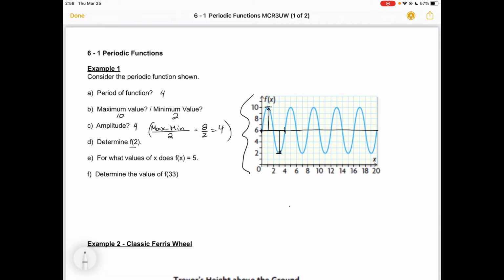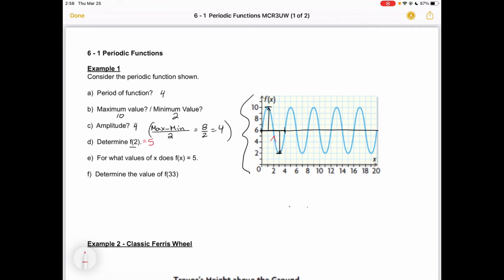Next, we're asked to determine the value of the function at x equals 2. So I'm going to go over to x equals 2. We'll do that in red. And then I'm going to go all the way up till right here. Nice little arrow there. My function value there is 5.